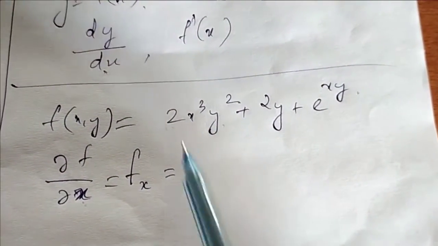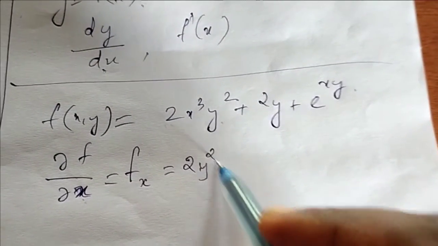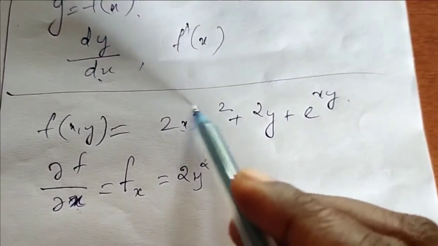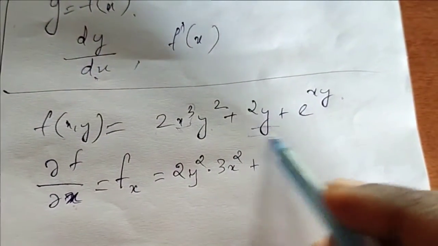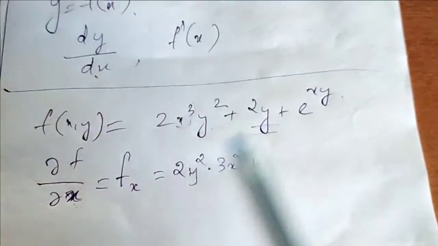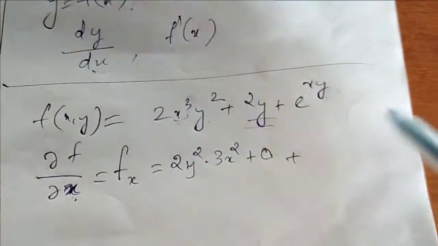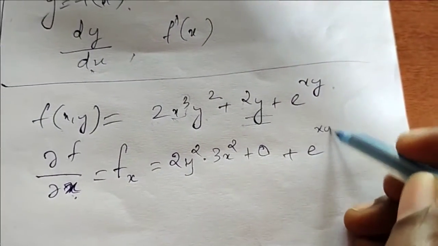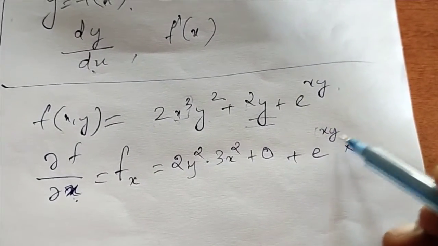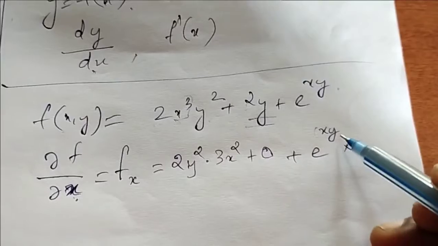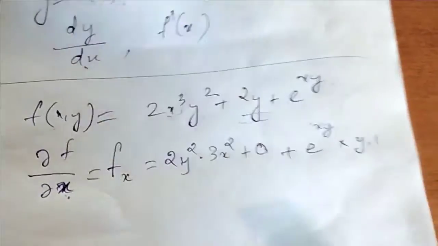What's the derivative of 2x cube y square? 2 is a constant. Y square is also a constant. So we keep it there. And what's the derivative of x cube? It is 3x square. The rules are the same. Then what's the derivative of 2y? 2 is constant, y is constant with respect to x. So what is the derivative of a constant? It is 0. Then what's the derivative of e raised to xy? The derivative of e raised to xy is e raised to xy itself, but that into the derivative of xy with respect to x. With respect to x, y is a constant, the derivative of x is 1. So e raised to xy into y.